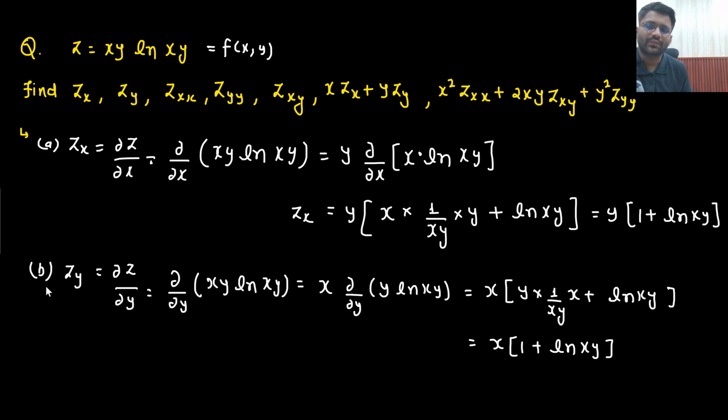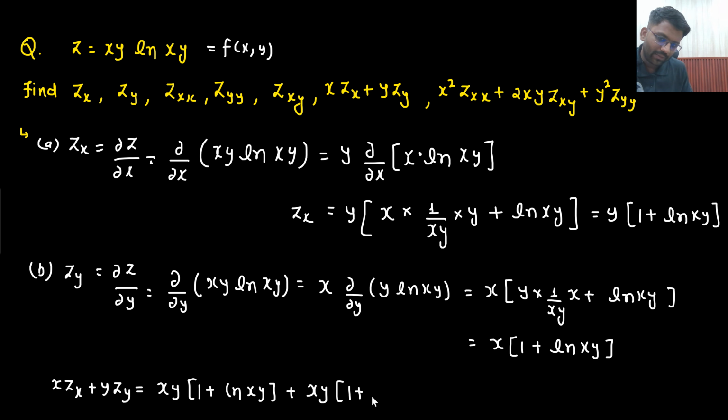So we have got the value of zx, we have got the value of zy. Next, what we need to calculate? We need to calculate x zx plus y zy. So zx value was this one, right? Multiply with x, so xy into 1 plus ln xy, plus what was the zy value? X into 1 plus ln xy multiply with y. So what will you get? Xy into 1 plus ln xy, the same thing. So the answer is 2xy multiplied with 1 plus ln xy. This is the answer.